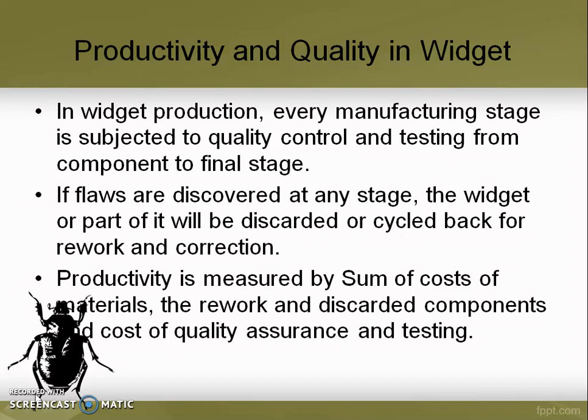Productivity and quality in widget production. In widget production, every manufacturing stage is subject to quality control and testing from component to final stage. If flaws are discovered at any stage, the widget or part of it will be discarded or cycled back for rework and correction. Productivity is measured by the sum of the cost of materials, the rework and discarded components, and the cost of quality assurance and testing.